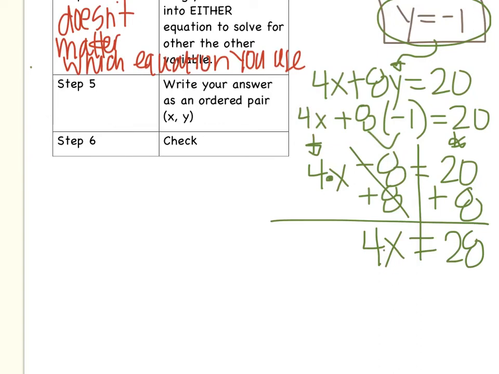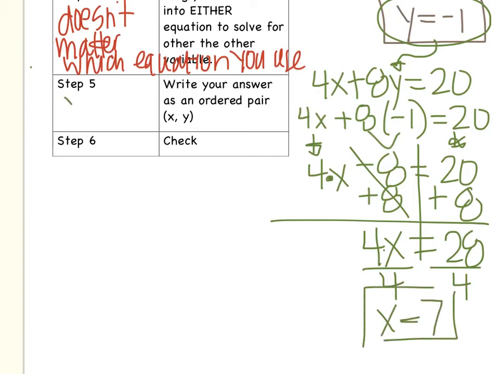4 and x are attached with multiplication. Do the opposite, division. I get x equals 7. So now I have x equals 7. Now I'm going to write my answer as an ordered pair. Remember, your ordered pair is x, y. So it would be 7, negative 1. Last thing is I need to check.